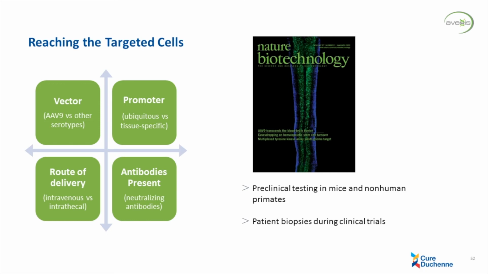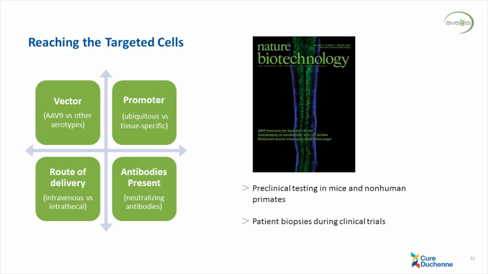The route of delivery is very important. In Duchenne, it would be intravenous, or it may be even more local, but in other diseases like blindness, it's into the eye, or in diseases of the nervous system of the brain, it could be into the spinal fluid. You see that as an example here on the right. We use testing in mice or in monkeys to see where the vector goes. But in clinical trials, you can then look at patient biopsies to see if it's expressed, if you can actually see some of that dystrophin being made.